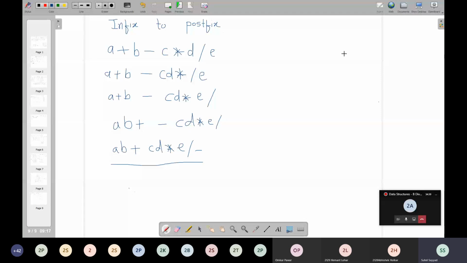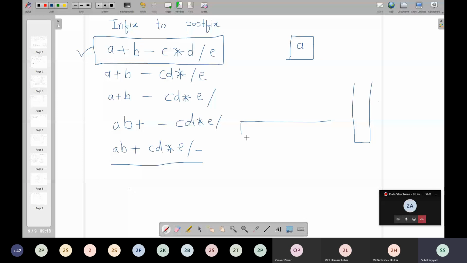What we will do, we'll scan the input string from left to right. First symbol that I scan is A. The symbol which I am scanning, I am writing here in the rectangle. This is my stack, and this is my output string, in which I'll be writing my answer. What is A? It is an operand. So where will this operand go? Directly onto my output string.